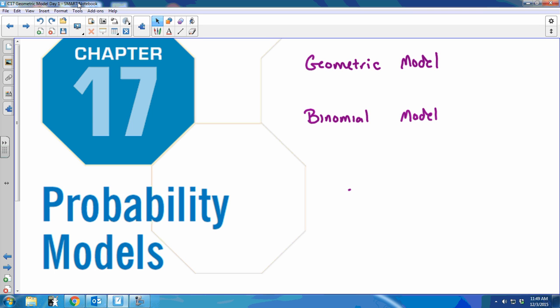In chapter 14, we just did basic probabilities. In chapter 15, it got more complex. We did conditional probabilities and tree diagrams and that kind of thing. And then in 16, we started talking about probability models and random variables. So what we did when we wanted to combine those things.